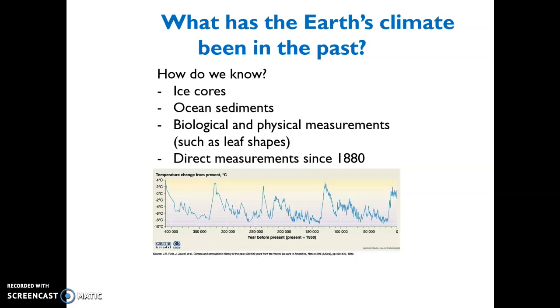Now, since 1880, we have been able to take direct measurements of temperature, and that has happened throughout the world, so we'll talk about that on a later slide.